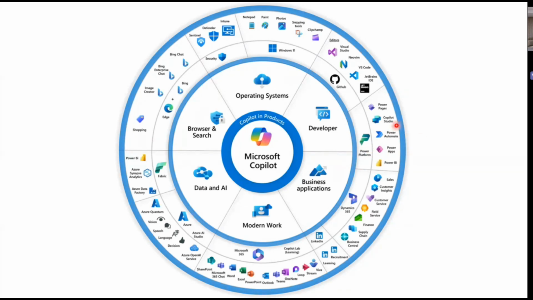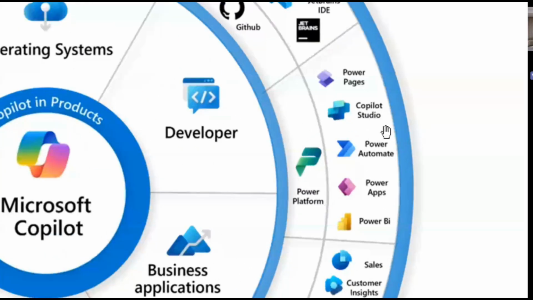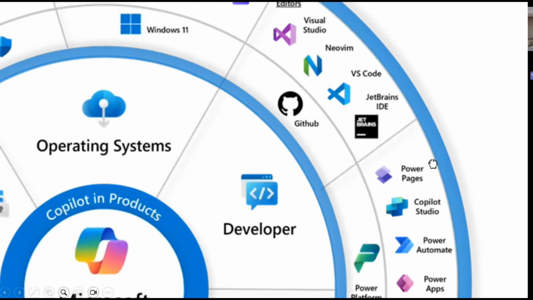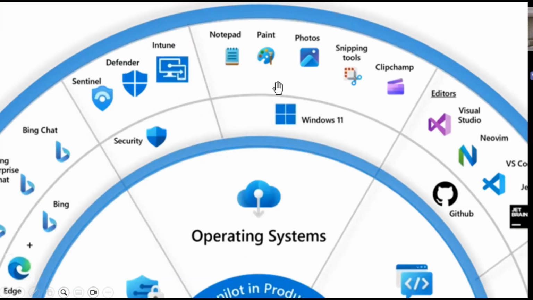I'll just zoom in. So Copilot Studio is already there. This is part of Power Platform: Power Automate, Power Apps, and Power BI are already there. And if you go to GitHub, it's already there. Visual Studio, it's already using it. Visual Studio, Neovim, it's all there. If you go to Windows 11, you might have noticed in Notepad also, this Copilot is integrated.